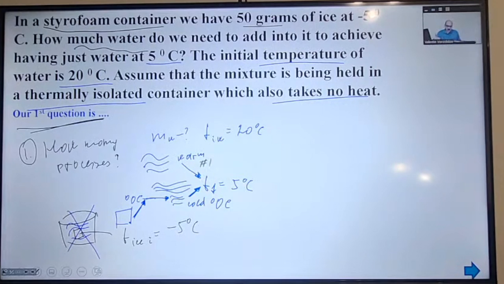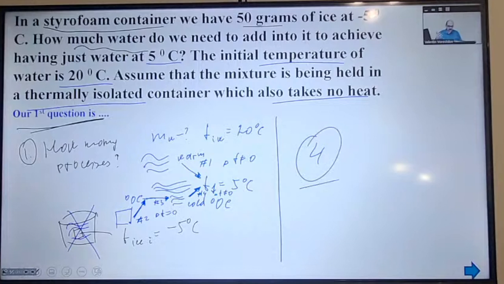The process number 1, cooling down, temperature change, delta T is non-zero. The process number 2, warming up, delta T is non-zero. The process number 3 happens at the constant temperature, 0 Celsius. But of course, there is a certain amount of heat related to this process, but temperature remains the same. And finally, the process number 4, warming up again. So, how many processes? Each arrow represents a process, 1, 2, 3, 4. The answer is 4 processes.